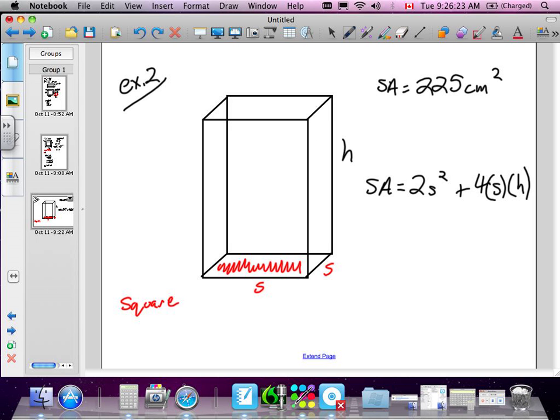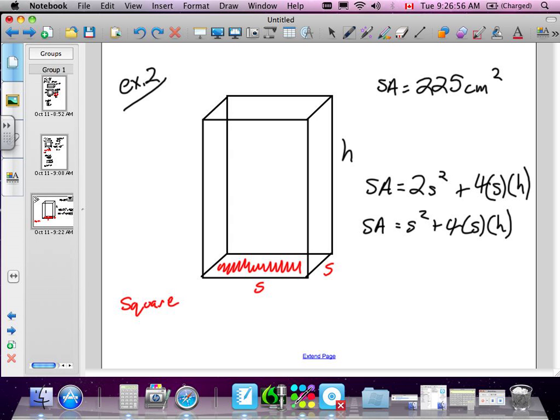Now, that is the surface area for a normal object like this. The only thing that's different is we said that this would be missing a top. So we no longer need 2 square areas. We can get rid of the 2, and we're going to work with a surface area that's equal to s squared plus 4 times s times h. So that's the surface area we're going to be working with. We need to find a surface area that will maximize the volume, okay?